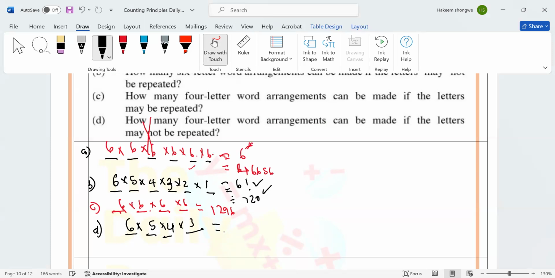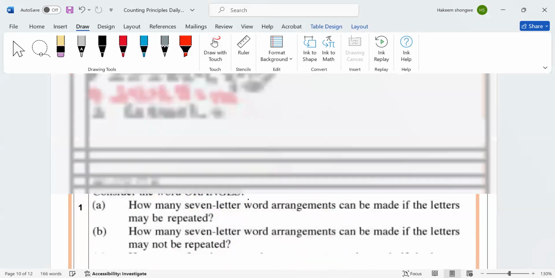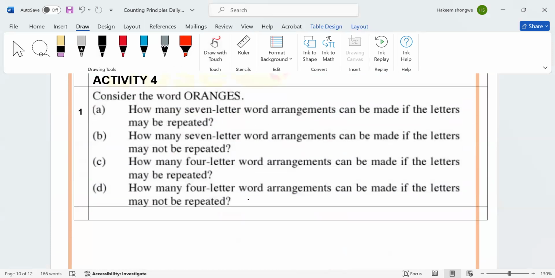And then all in all, what do we get for this one? We get 360. Then let's start the next one. Let's consider the word oranges.